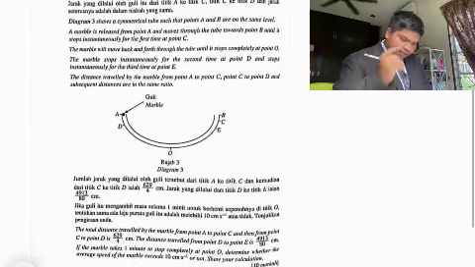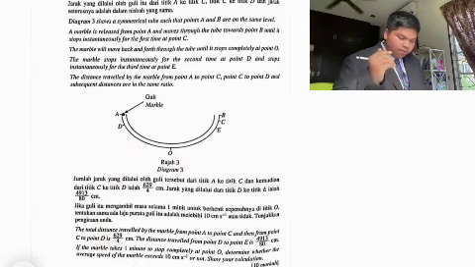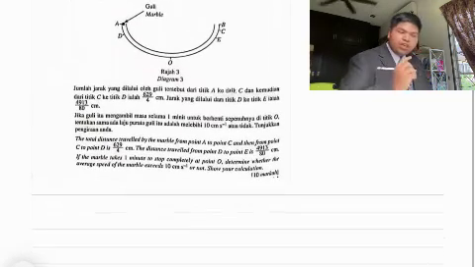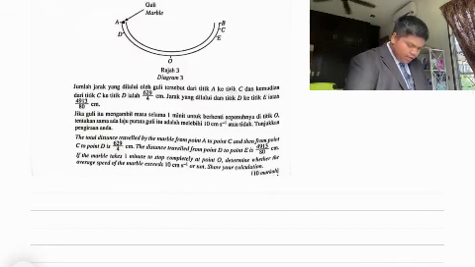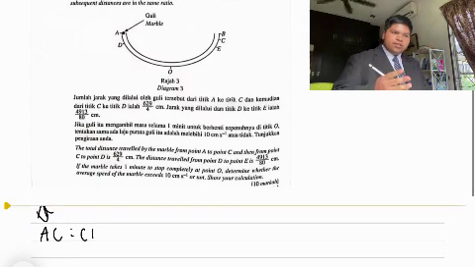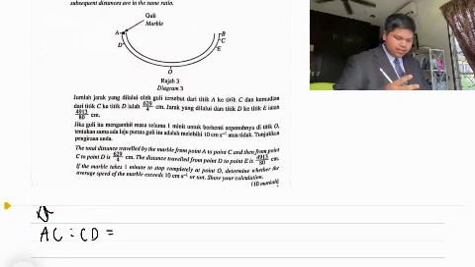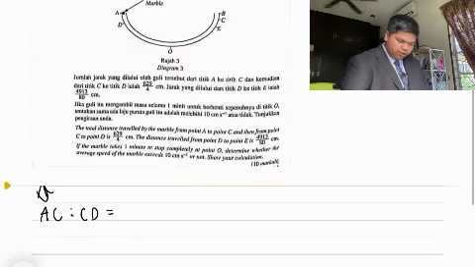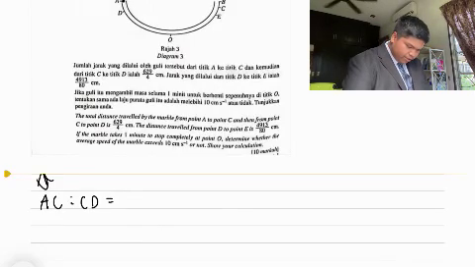The question says the distance traveled by the marble from point A to point C to point D, and subsequent distances are in the same ratio, meaning that the ratio of the distance traveled AC to CD is equal to all subsequent ratios or all subsequent distances, meaning that they have a common ratio, which means that this is a geometric progression.